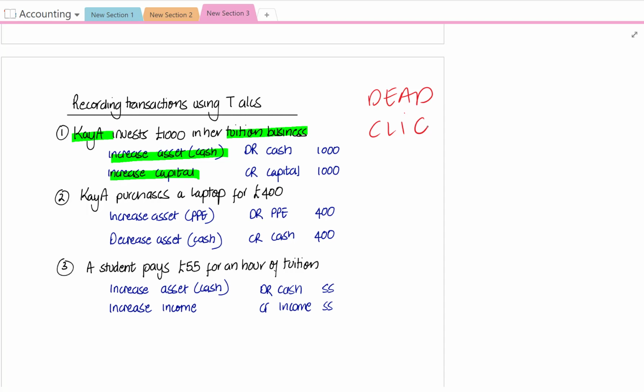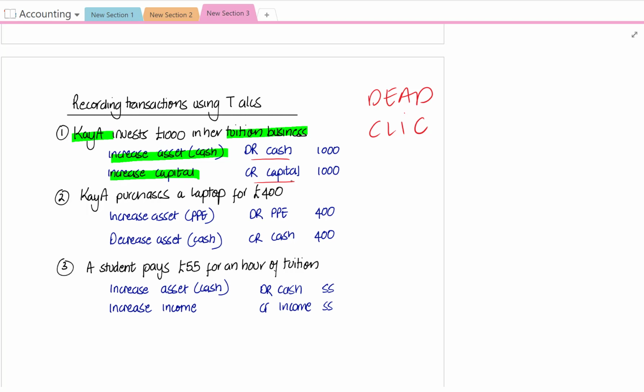Remember, for any transaction, the total debits and credits must total. Here, the dual impact for investing £1,000 in her tuition business is to debit cash and credit capital for the £1,000 invested. I'm not going to go through the other 2 transactions, mainly because we've seen this already in another video.